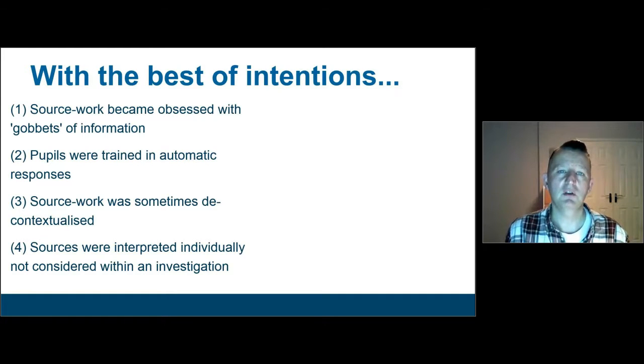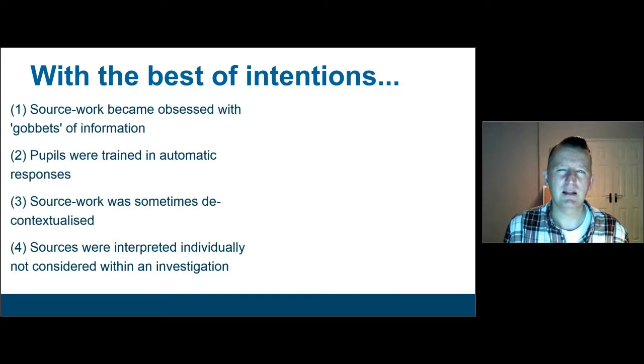So start off with some warnings really. With the best of intentions, people who are writing about how history education has been developing have pointed out there are some problems that have emerged. The first is that source work becomes obsessed with gobbets of information, and I'll say something about this in the next slide. The second is that pupils were increasingly trained.